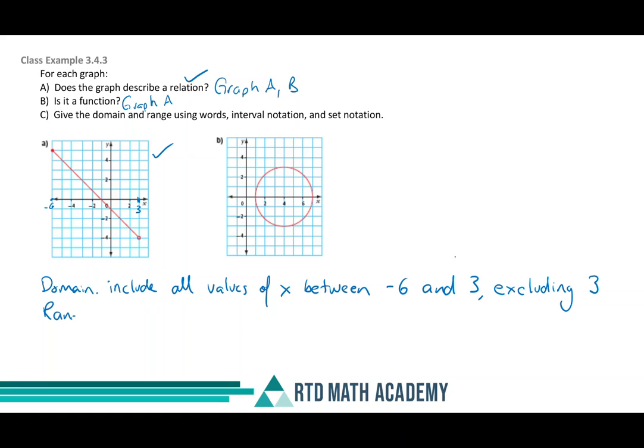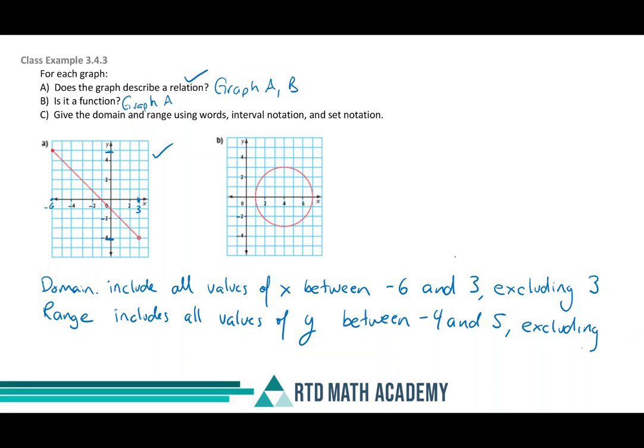Our range for this first graph is going to go, it looks like, from -4 all the way up to +5. So the range includes all values of y between -4 and +5, excluding -4 because of that open dot. Okay, so that was us describing it in words. And once you describe it in words, the rest of it becomes a little bit easier.